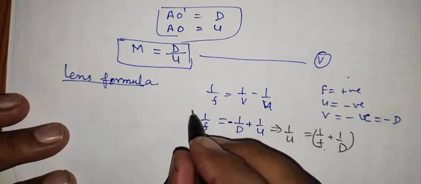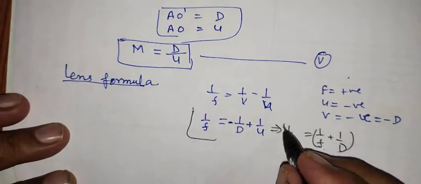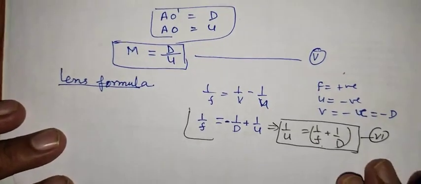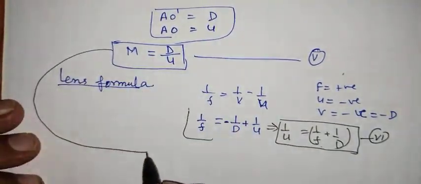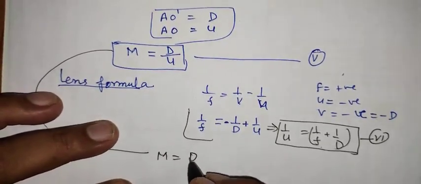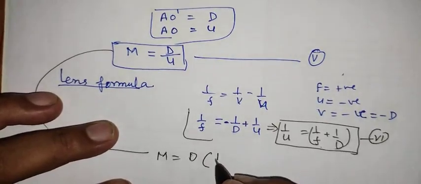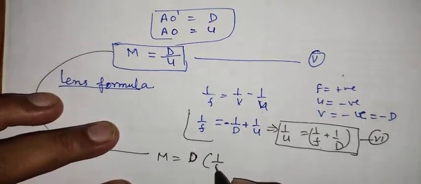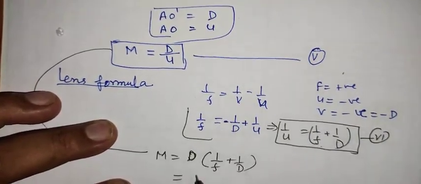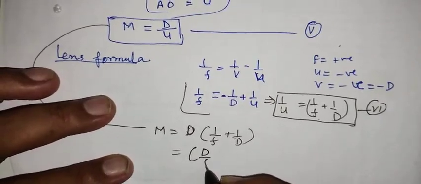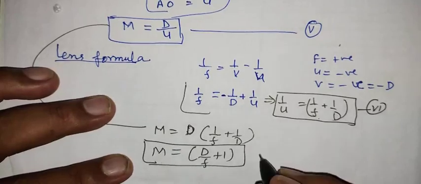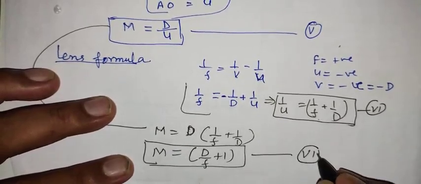Now this value of 1 by U from equation number 6 we are going to place in equation number 5. So what is the final formula? M is equal to D times 1 by U, which is 1 by F plus 1 by D. Now opening the bracket, it is D upon F plus 1 is equal to magnification. This is equation number 7.